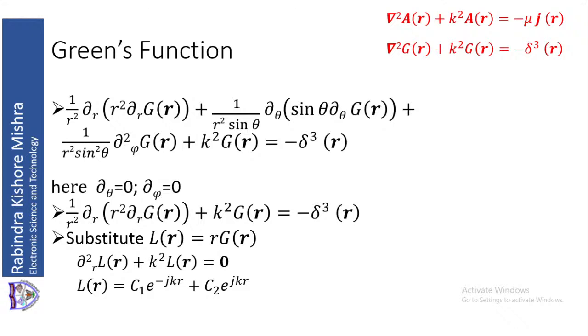So the first term is 1/r² ∂/∂r operating on r² ∂G/∂r, plus k² G is the last term, equal to minus δ³(r). Now we have to solve this differential equation.